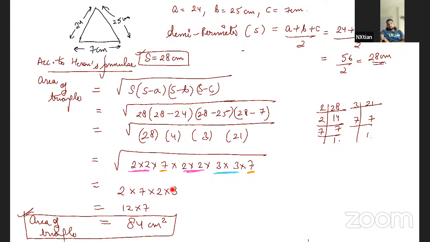Can you say that again? See, when I did the prime factorization, I just made them in pairs. So 2 into 2 is there, so one 2 will come out. This 2 and 2 is there, so out of this only one 2 will come out. The same way, this 7 and 7 are in pair, so only one 7 will come out. And this 3 and 3 are in pair, so only one 3 will come out. Like this. Okay.